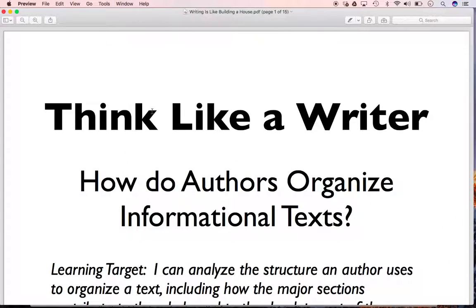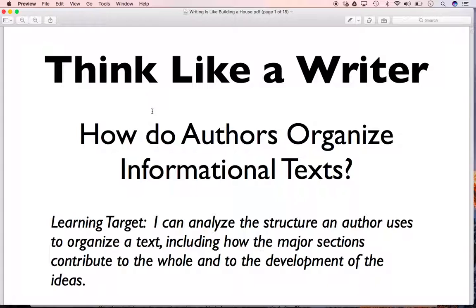I wanted to teach you about text structures. We've talked about text features, so now it's time to delve deeper in. And so you can see that our learning target today is I can analyze the structure an author uses to organize a text, including how the major sections contribute to the whole and to the development of the ideas.